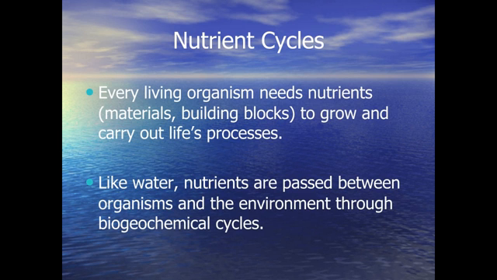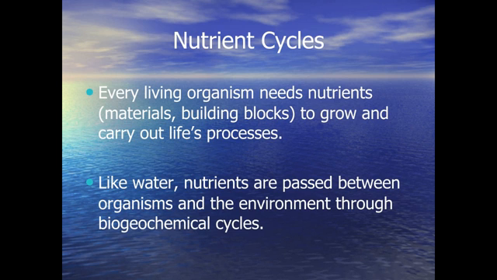The nutrient cycles. Other key aspects that we need to look at. Again, this is the carbon, the nitrogen, and the phosphorus cycles. Every little organism needs nutrients, materials, building blocks to grow and carry out select processes. Key ones being nitrogen, phosphorus, carbon. Nutrients are passed between organisms and their environments. We can think of it as reservoirs. Organisms are a reservoir for these cycles. It's an area where this matter can be stored.